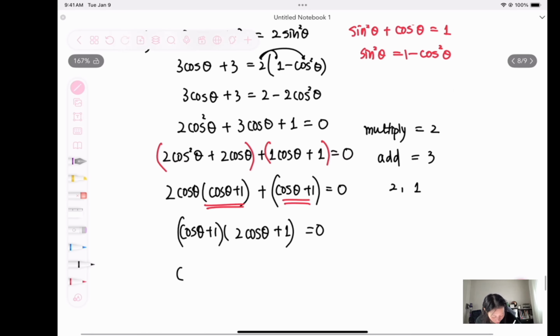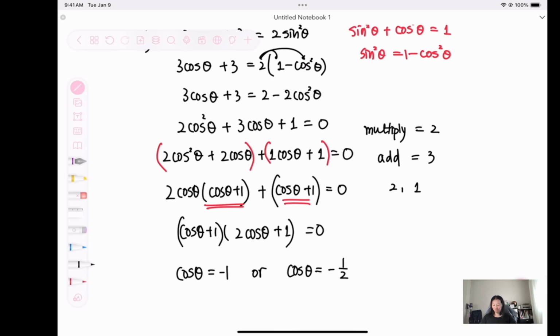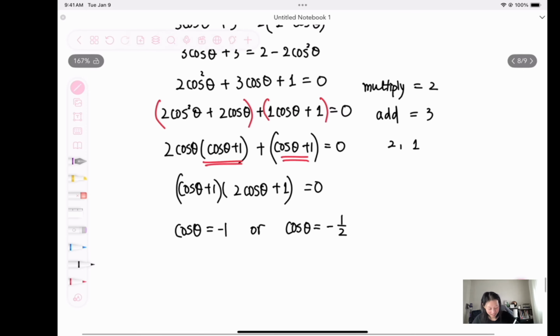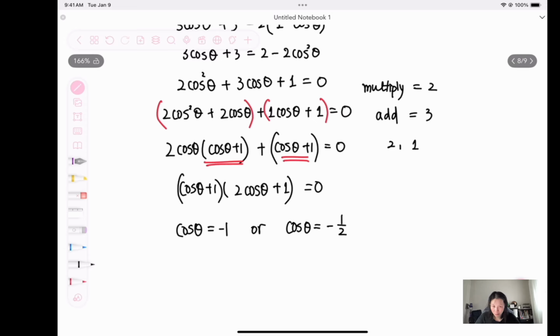Then I can solve: cosine theta equals -1 or cosine theta equals -1/2. All right, not bad. Now it's easy for us. When does cosine theta equal -1? When theta equals pi. That one we are done, we solved it. I'm going to circle my final answer.